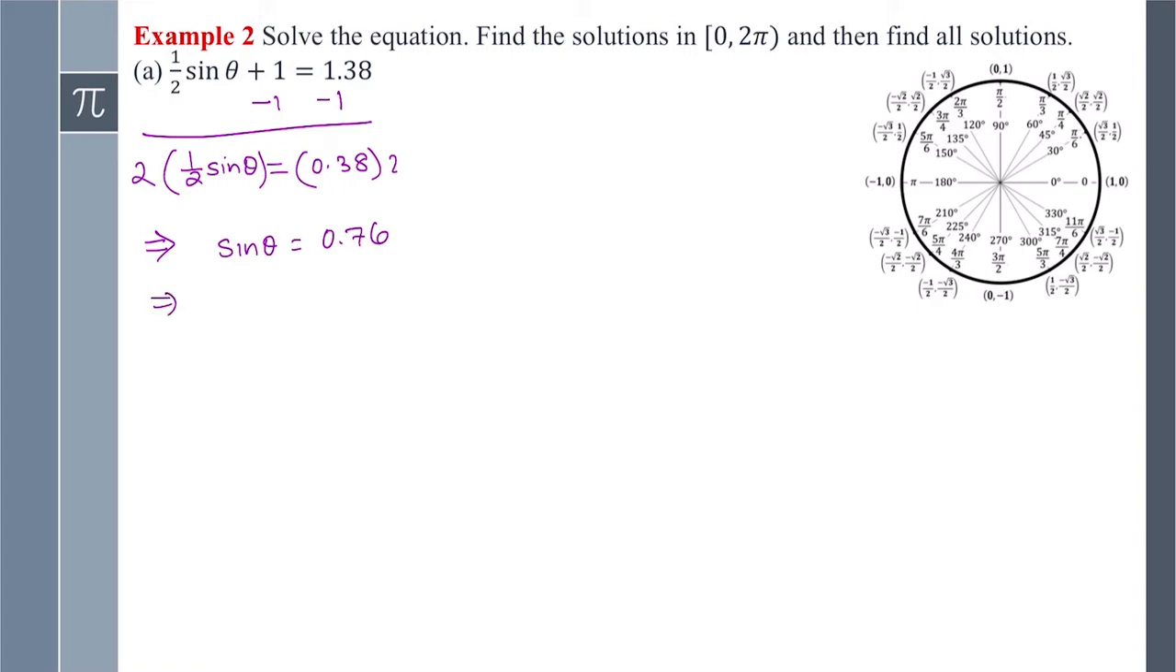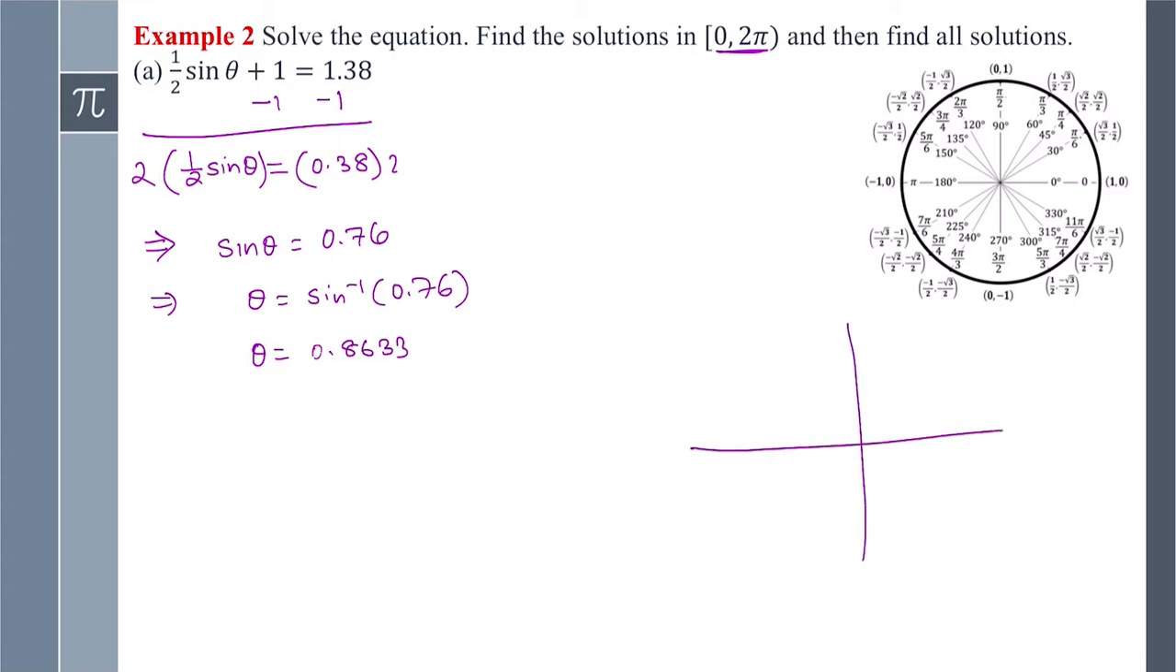Now in order to find theta, we'll take the inverse sine function, which is sine inverse of 0.76. This one we cannot find in the unit circle, so we are going to use a calculator. We are writing the solution in 0 to 2 pi, so we need to make sure that the mode of our calculator is in radians. If we put that in, this is what we get. So theta equals 0.8633, which is the angle in the first quadrant.